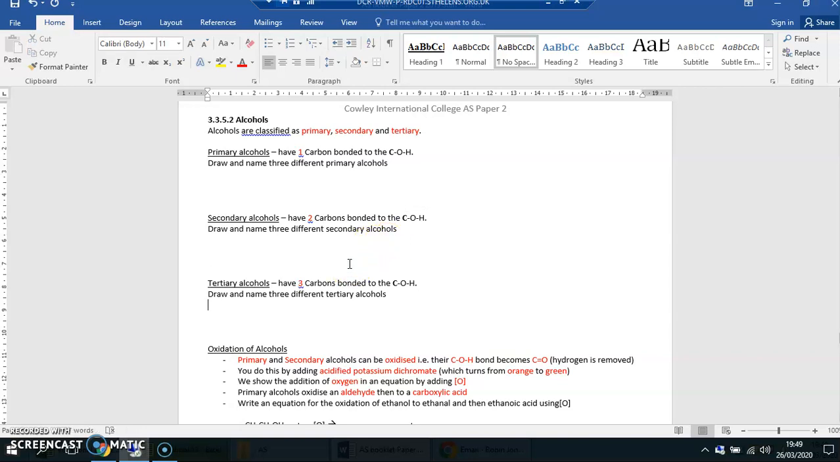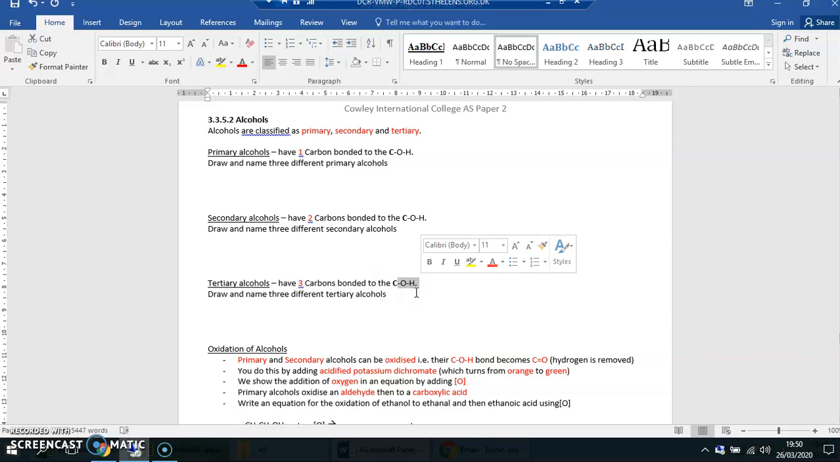Tertiary alcohols have 3 carbons bonded to the COH. It says here draw and name 3 different alcohols, but you can just do 1 or 2 if you want. That carbon has got 3 different carbons attached, bonded to it. So if you imagine the COH is in the middle of a chain, and there's another carbon attached. So there's something like a methyl group bonded onto the carbon where the OH is.